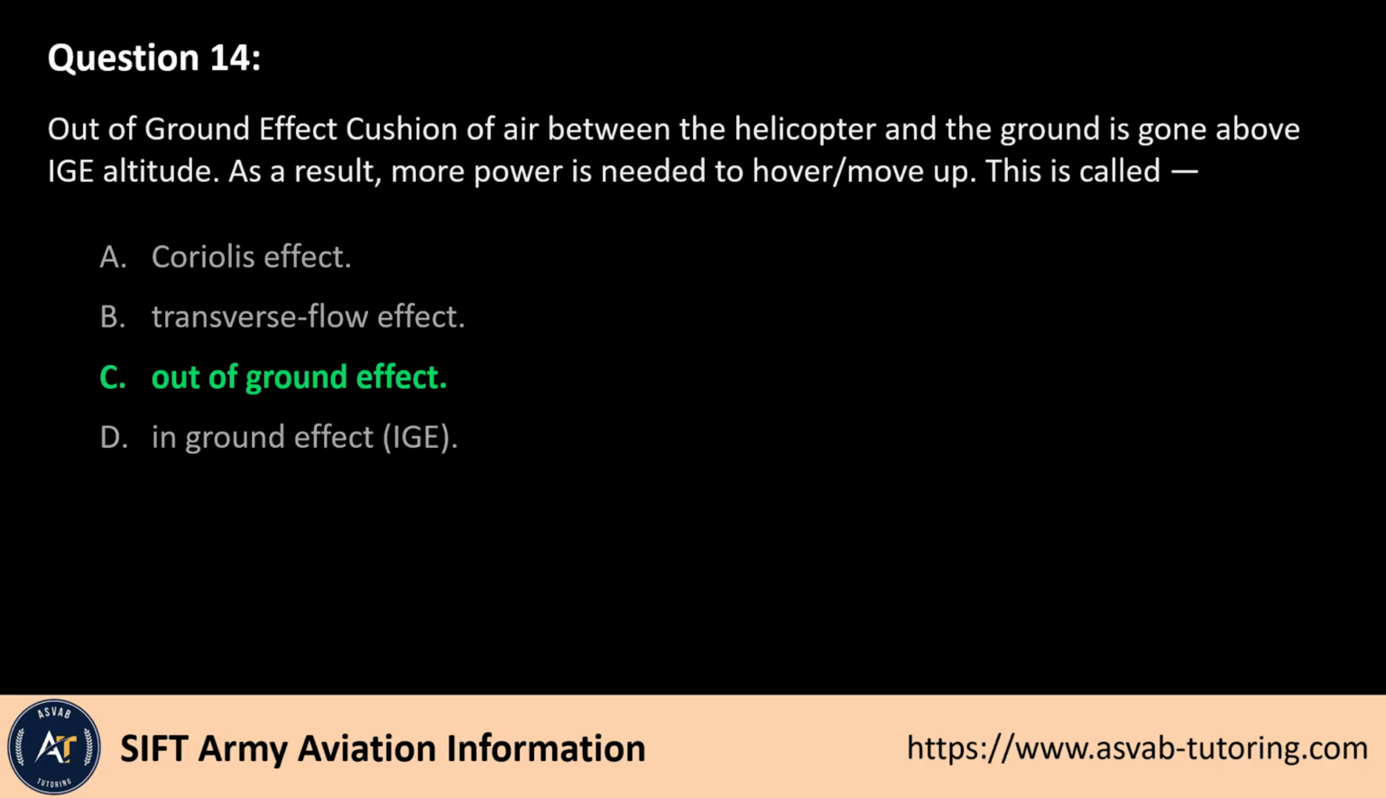The answer is C. The condition described, where the cushion of air between the helicopter and the ground is lost above IGE altitude, requiring more power to hover or move up, is called out-of-ground effect. In this state, the helicopter no longer benefits from the increased lift and reduced induced drag provided by the ground's influence, leading to a greater power requirement for sustained flight. The other options do not accurately describe this phenomenon.